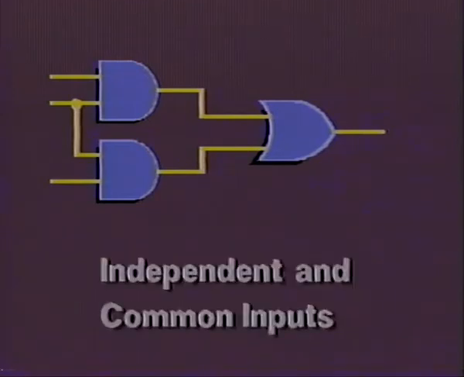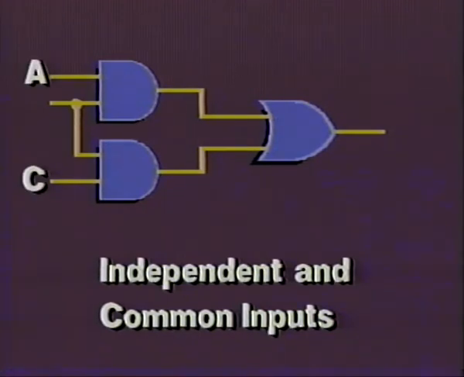An input that is used in only one part of the circuit is called an independent input. An input that is used in different parts of the circuit is called a common input. Input A and C are independent inputs. Input B is a common input. B is used in both AND gates.